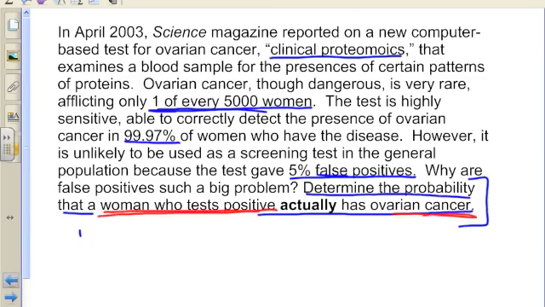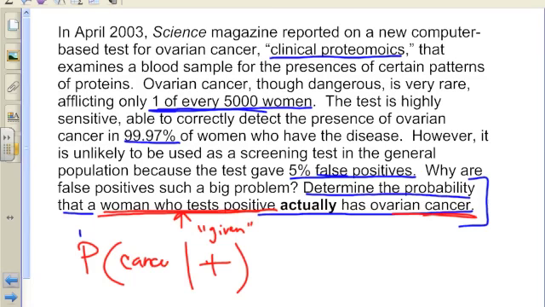So I've got two pieces of information. Well, they tell me that the woman is testing positive. So this is a given. This is a condition. I know this already. Given that a woman tests positive, I know that has happened. The woman tests positive. So what's the probability they actually have cancer? So I'm looking for the probability a woman has cancer given she tested positive.